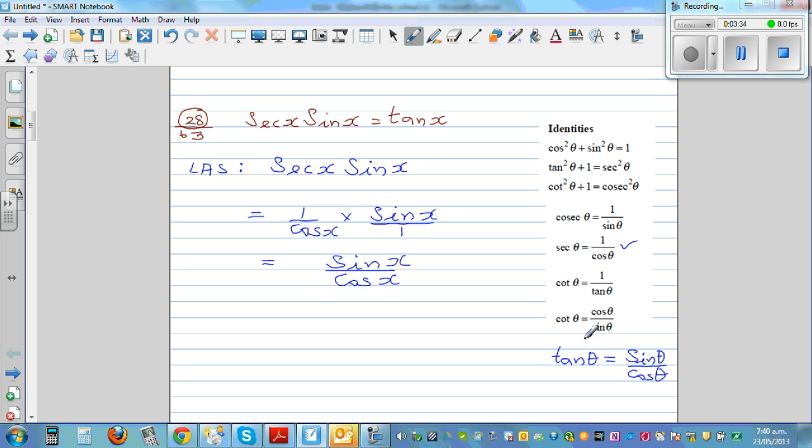Tan and cot are reciprocal, or inverse of each other. So if cot is cos over sine, tan would be sine over cos. Now sine over cos is tan x, which is your right-hand side. This is enough to get a merit. Okay, the next question.